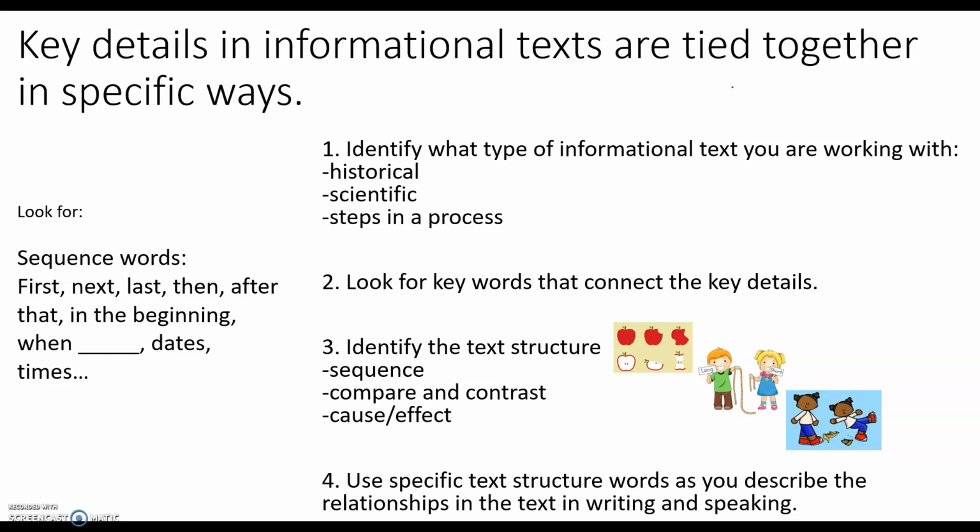The first thing that we're going to do is identify what type of informational text we're working with. So we'll either be looking at historical texts that tell us about a person or an event in history. We could be reading a scientific text that tells us maybe about the sun, the moon, about plants, or steps in a process. Those are usually directions for how to do something. So once we've identified the type of text, we need to look for the key words that connect the key details.